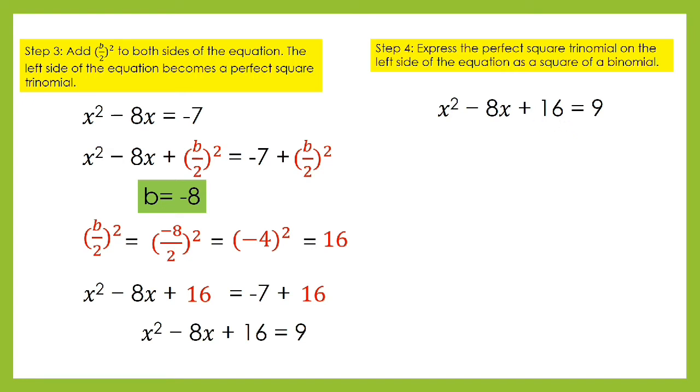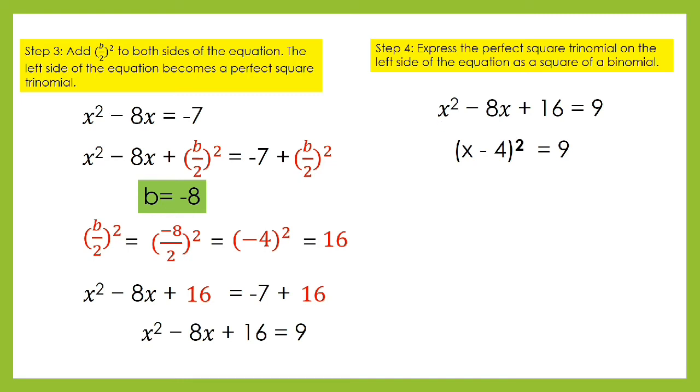We will now have the square of the quantity x minus 4 equals 9. Saan nanggaling si x? Si x ay nakuha natin sa pamamagitan ng pagkuha ng square root ng x square. Square root ng x square is x.